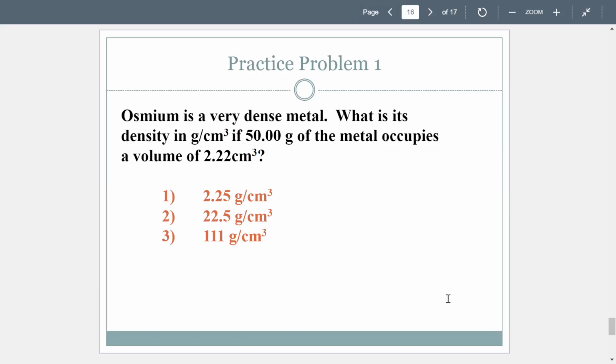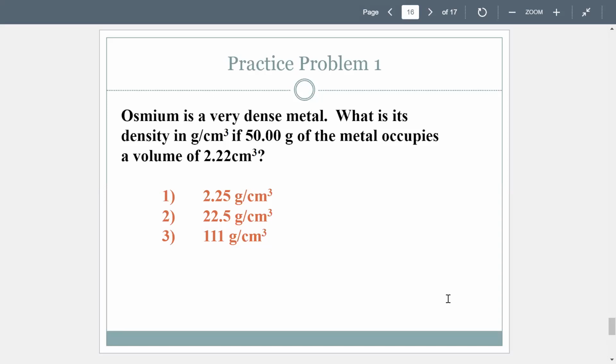What is density equal to? Anybody? Mass over volume. Thank you, thank you. It is equal to mass over volume. So you've been given a mass and you've been given a volume. So you're going to divide those two numbers, and what number does that result in? 2. Yeah, number 2. All right.